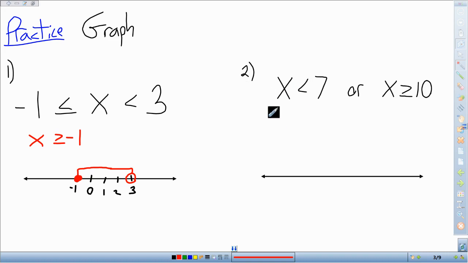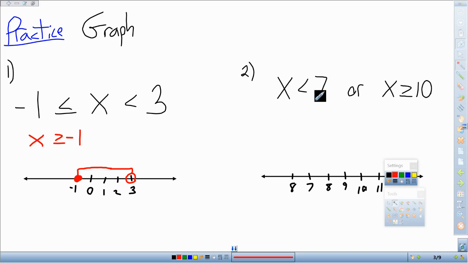Okay, on number 2, here's the OR type of compound inequality. Let's get these numbers on. So we have a 7, and we'll just put 8, 9, 10. All right. And if these numbers were super far apart, say we were dealing with -7 and +10, I would not need you to put all of the numbers between -7 and 10 on your graph. You could just write those two numbers and then go from there.